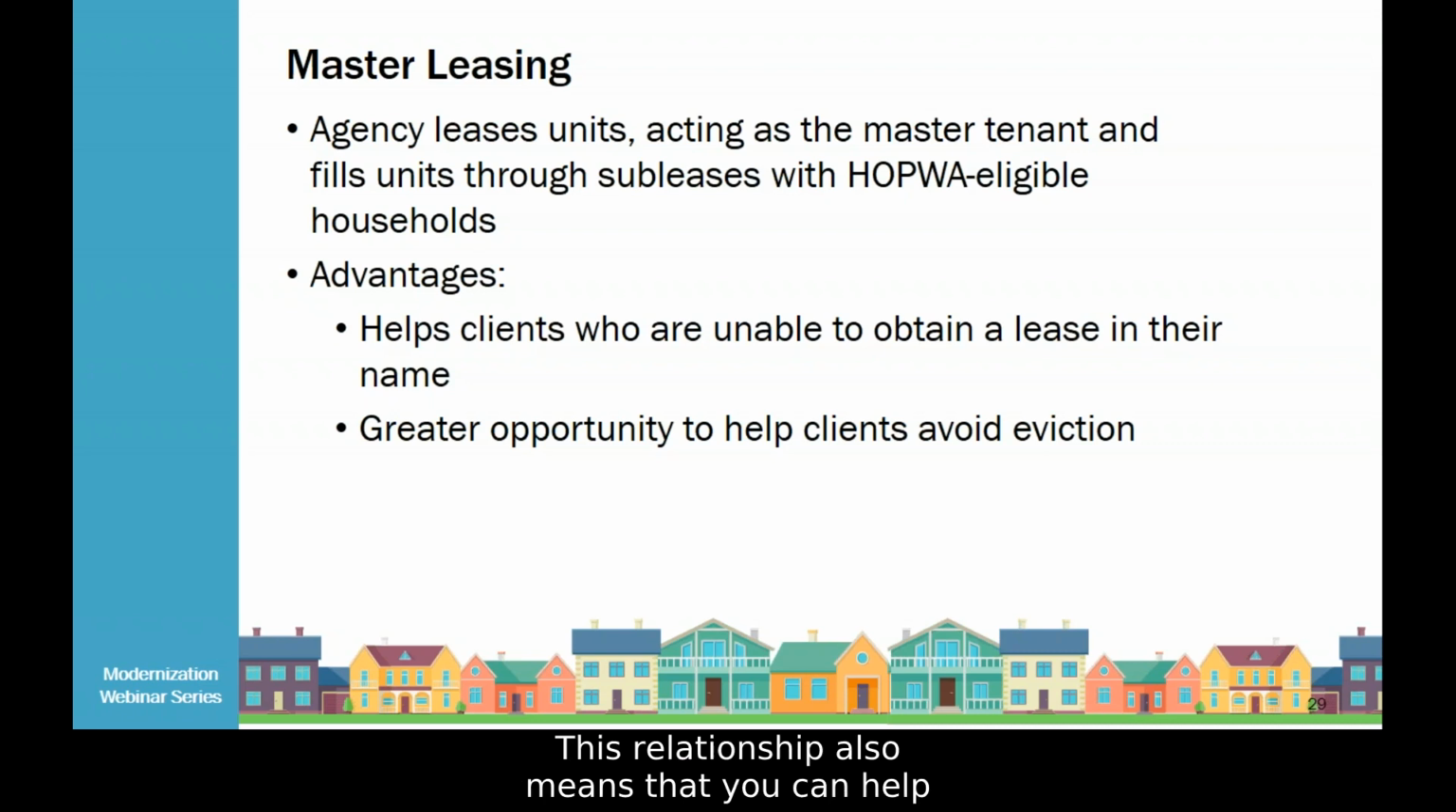This relationship also means that you can help minimize the risk of eviction. Depending on what population you're working with, you may have households that have never been a tenant in their own right, so they're going to have a learning curve on how to be a good tenant. Or they may have some behavioral health issues that can lead to risks for eviction. In a master leasing situation, the sponsor, the provider, can work with these households, helping them address those needs while also being able to keep and sustain the housing itself.